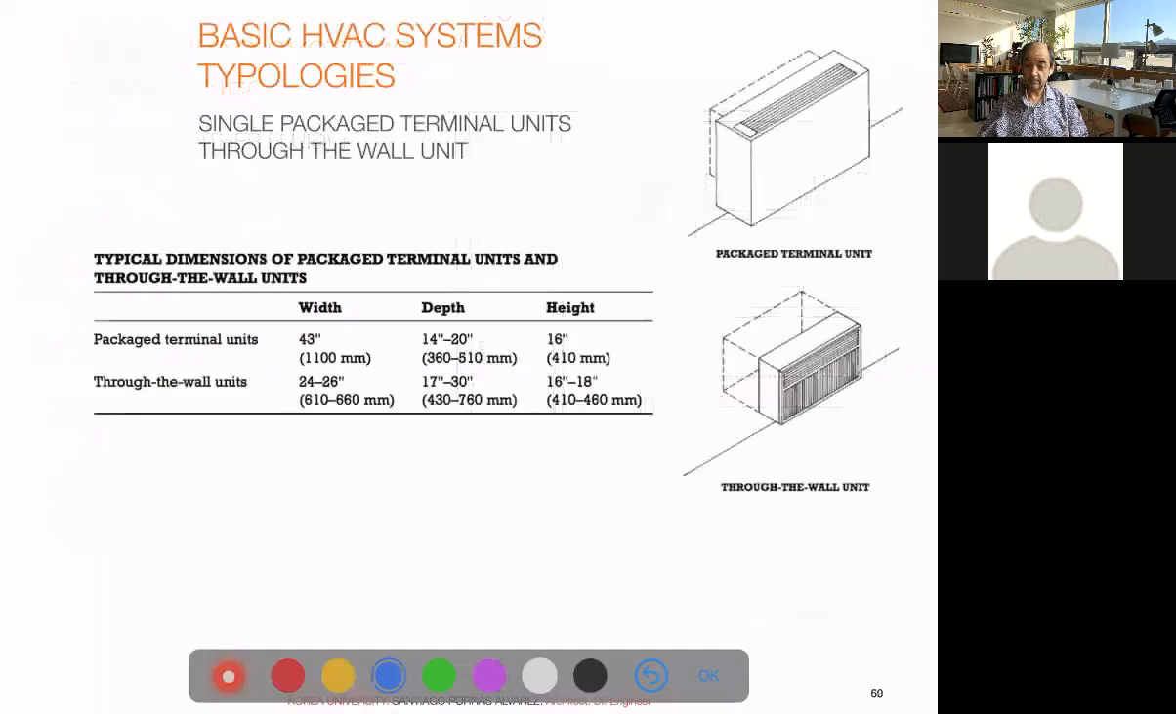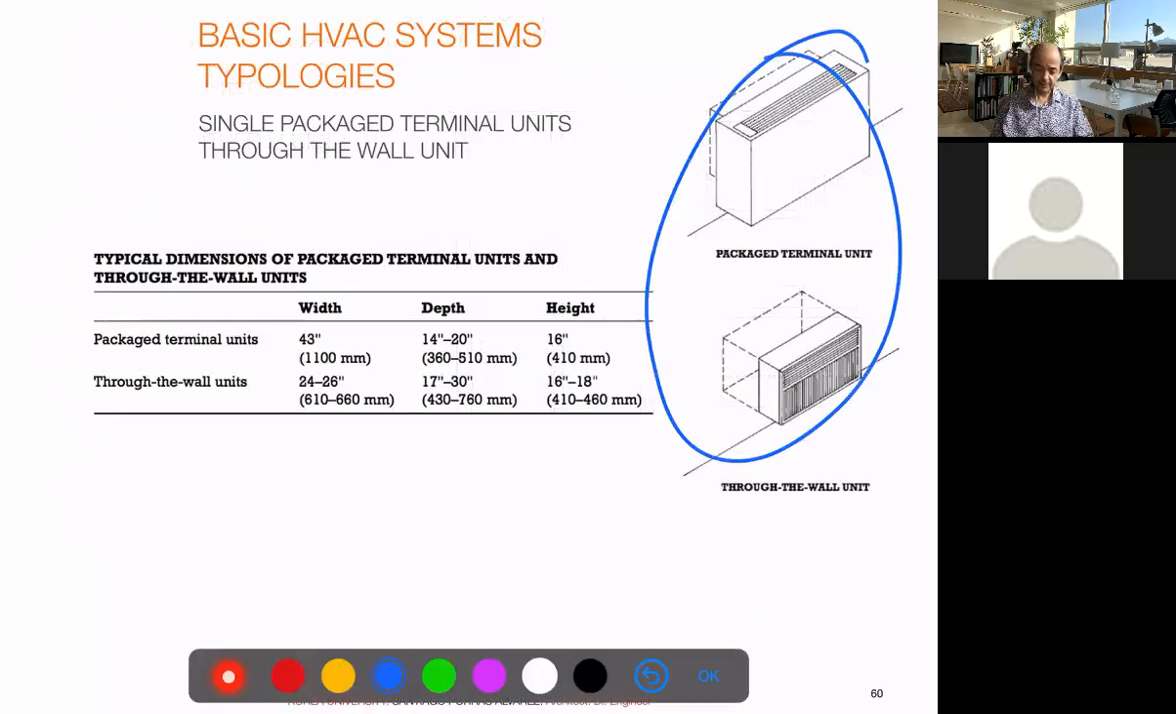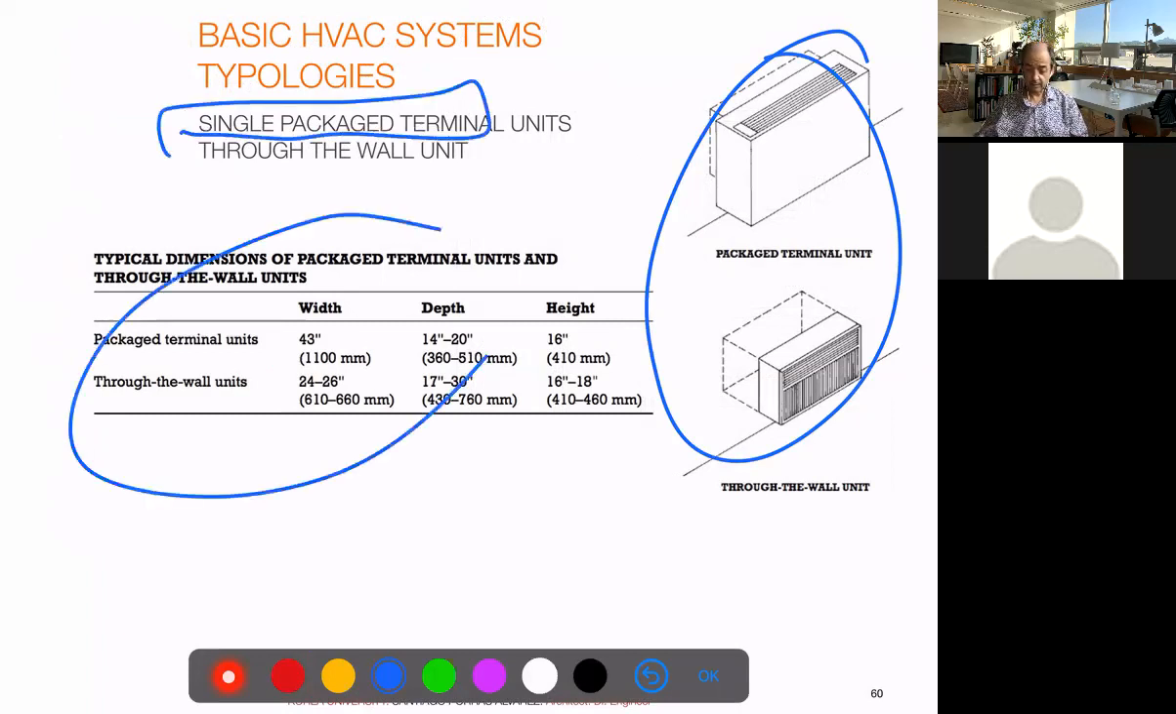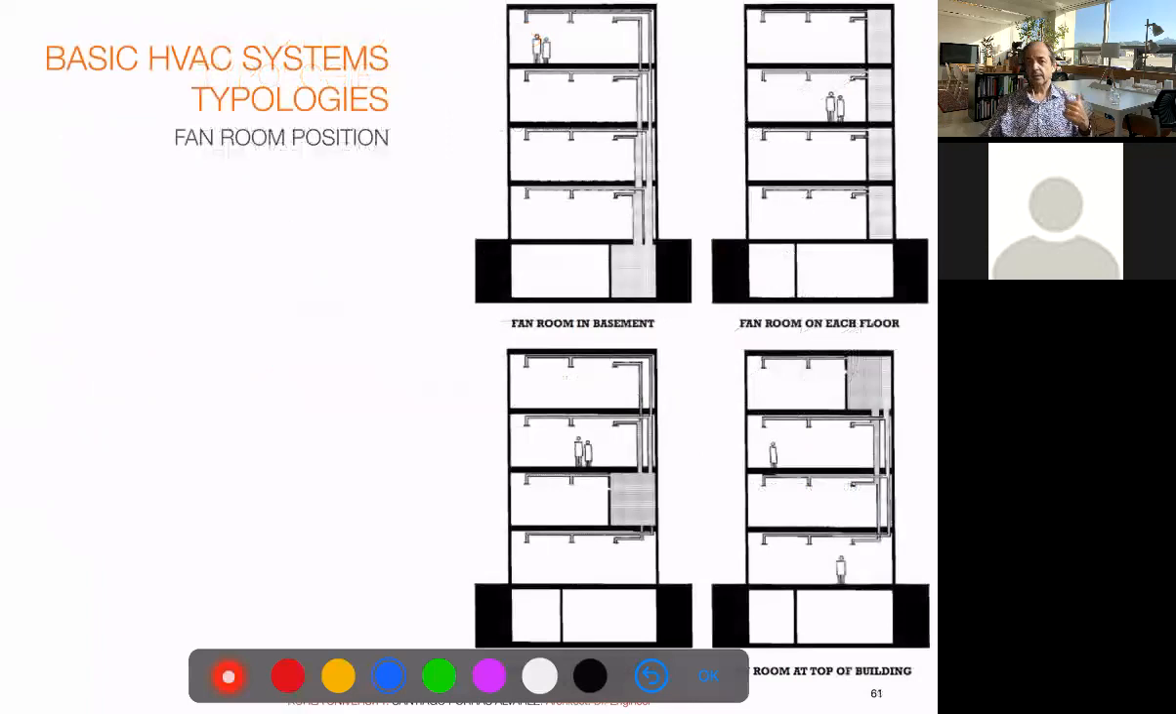And of course, you have the window units, the single package units, which you can also use, and you have here basic dimensions. And then once we decide the system, we have to decide the position of the fan rooms, which are huge, and usually we put them in the basement or on the roof, on the top floor. But we have cases, depending on the building, of intermediate floors, so the shafts are reduced, or fan rooms on each floor, so you have almost no shafts, only individual conduits per floor.